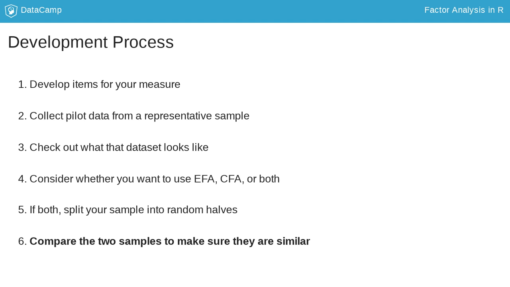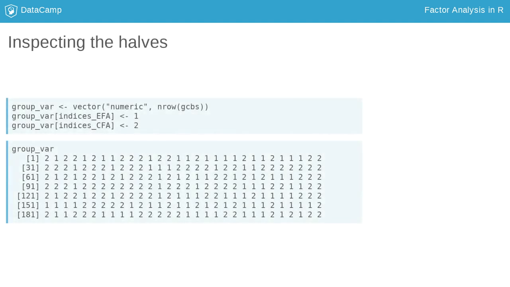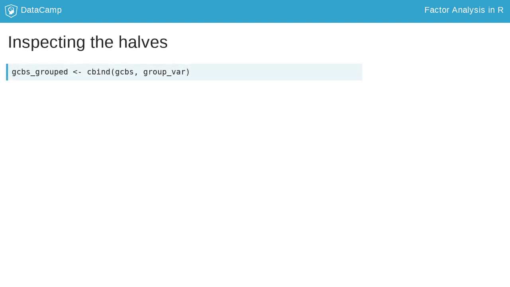Now that your sample is split into random halves, you'll want to make sure the two halves are similar. Step 6 in this process. If the halves aren't similar, they aren't good representations of the population and aren't appropriate to evaluate your measure. The psych package provides some convenience functions to examine a dataset according to a grouping variable. To accomplish this, create a grouping variable from the indices you created to split the data. The grouping variable can then be bound onto the GCBS dataset as a new column using the cbind function.